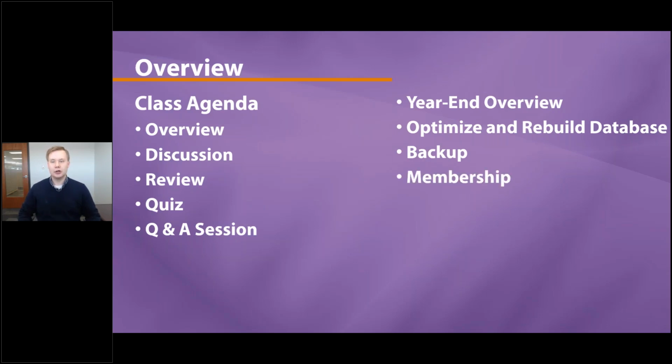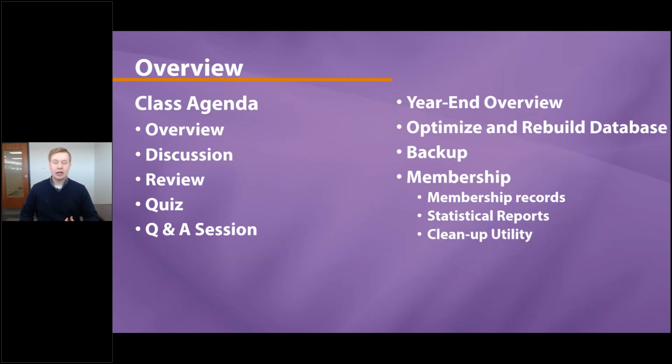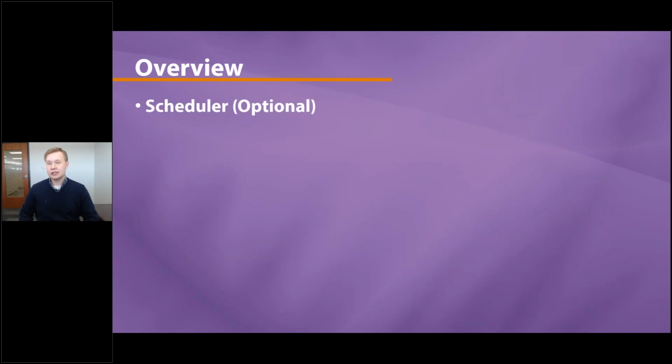And then we're going to deal with membership. Specifically, we'll deal with membership records that need to be updated before you run year-end, and statistical reporting that needs to be submitted to either your church council or your synod and your church body there. The membership records that we will talk about will feed into that reporting, so it's vital we get all that accurate. We'll talk about the optional cleanup utility, and then we'll talk about scheduler.